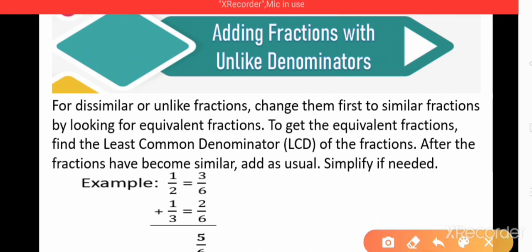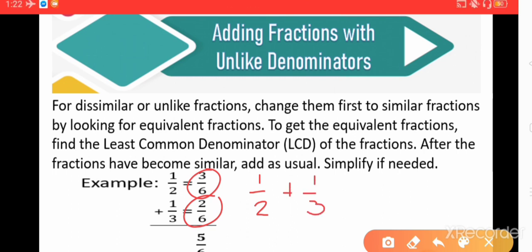Example, 1/2 plus 1/3. So, bakit siya naging 3/6 and 2/6? So, yung 1/2 and 1/3 pinag-add. Ngayon, yung kanilang denominator, kunin natin yung LCD. Paano? So, yung 2 and 3, multiply natin sila by 1, 2, 3, 4, and so on. So, hanggang makuha natin yung number na may magkamukha sila.